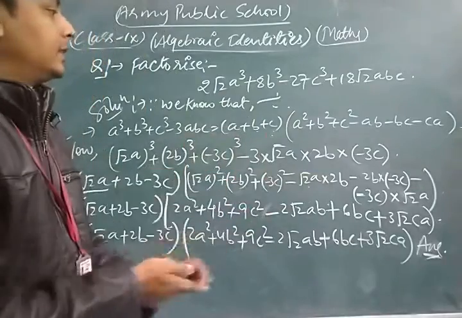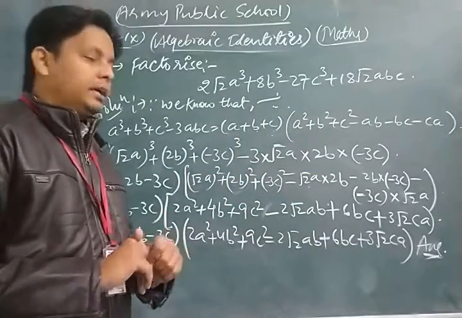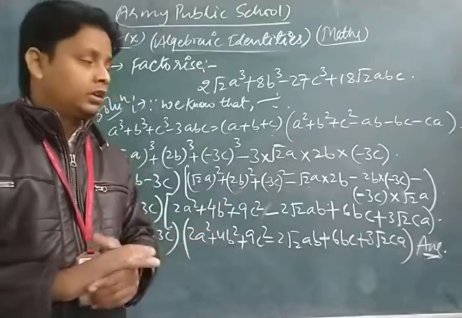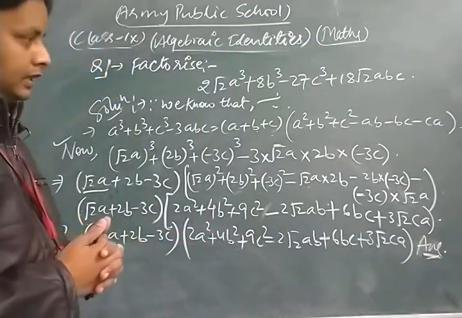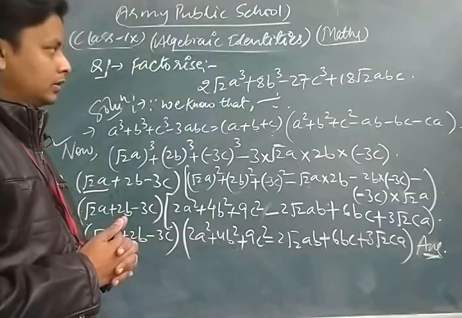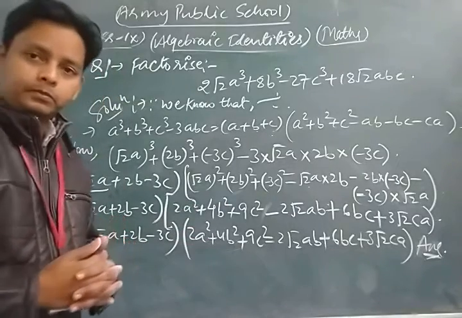Okay, now minus 3abc, a into b into c. A means what? Root 2 a. B means what? 2b. And c means what? Minus 3c.